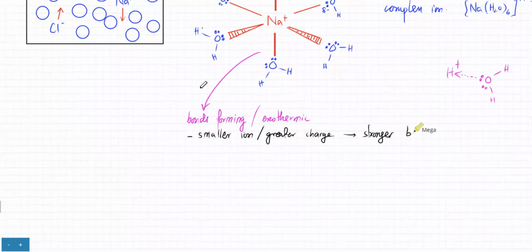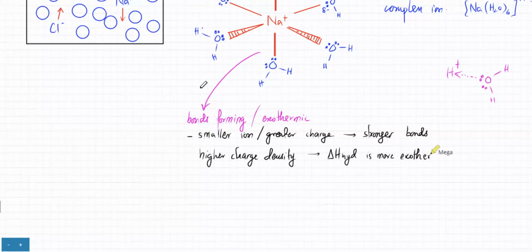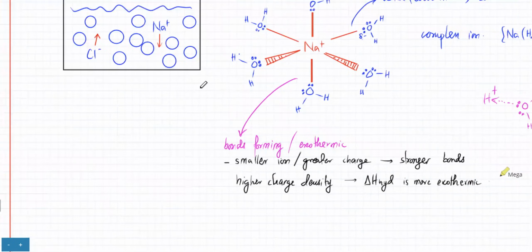So basically, you can say high charge density, that means higher charge density, greater enthalpy of hydration. So delta H hydration would be more exothermic. So it's going to be a more exothermic enthalpy change of hydration. Okay, is this point clear as well?